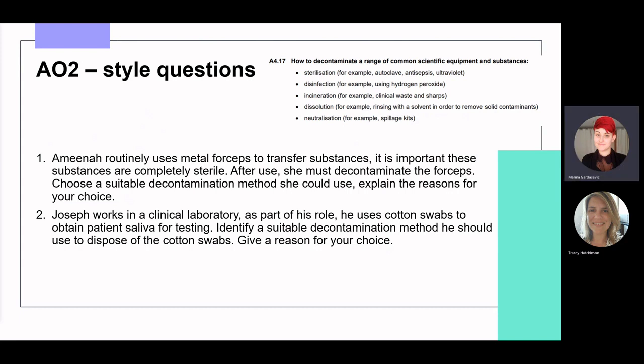So we're here getting that higher demand, that more marked question. To do this, students need to not just be able to recall the 5 decontamination methods, but also understand their purposes and how they would be used in terms of decontaminating. So for example, incineration wouldn't be appropriate because it's reusing metal forceps, whereas other examples such as sterilization would be.